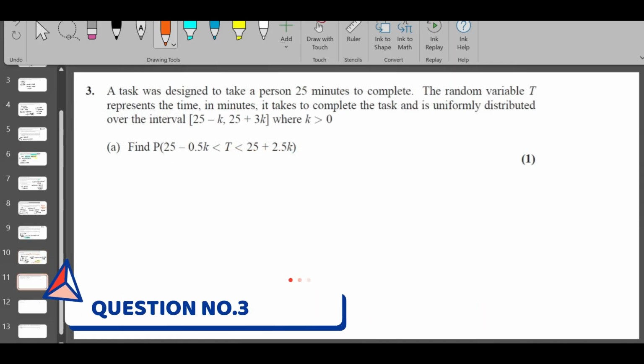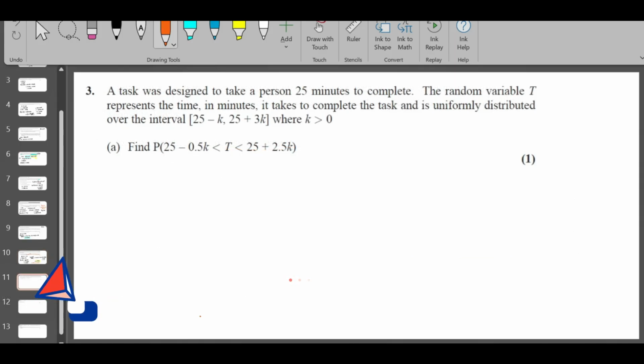Question number 3 now. A task was designed to take a person 25 minutes to complete. The random variable T represents the time in minutes it takes to complete the task and is uniformly distributed over this interval. Okay, so we can write T follows a uniform distribution of 25 minus k, 25 plus 3k.